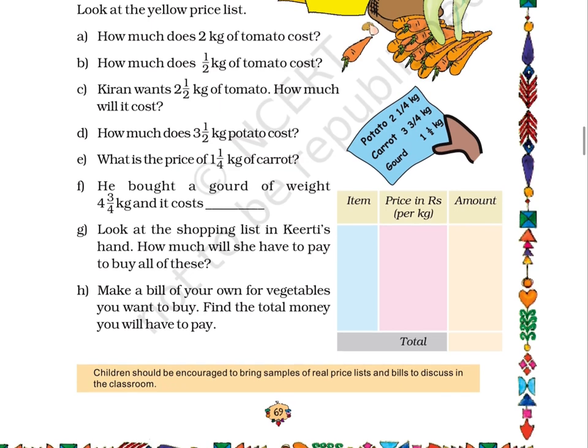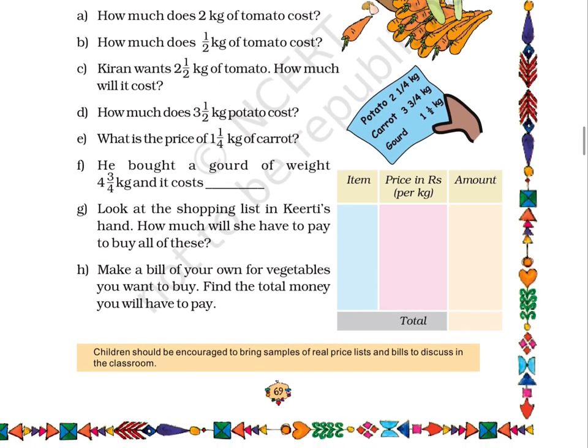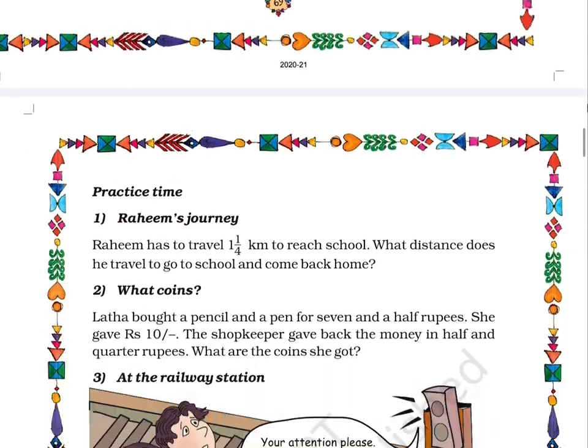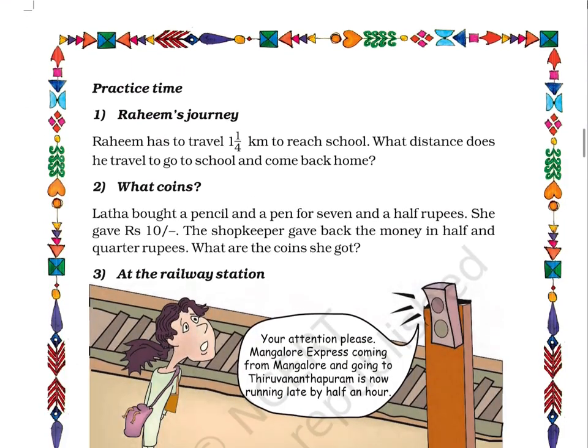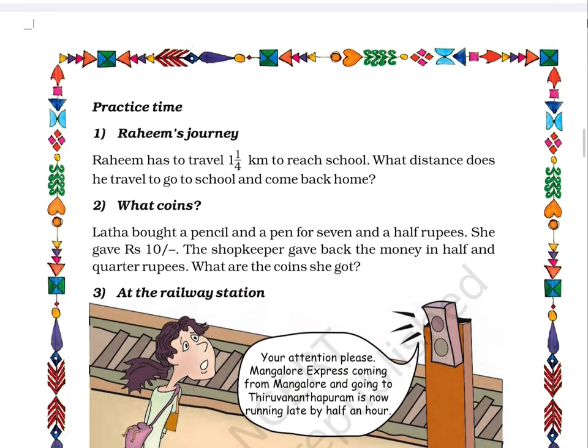For the teacher, children should be encouraged to bring samples of real price lists and bills to discuss in the classroom. Page 70. Practice time. 1. Rahim's journey. Rahim has to travel 1/4 kilometers to reach school. What distance does he travel to go to school and come back?